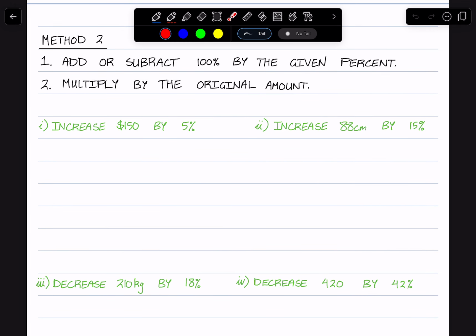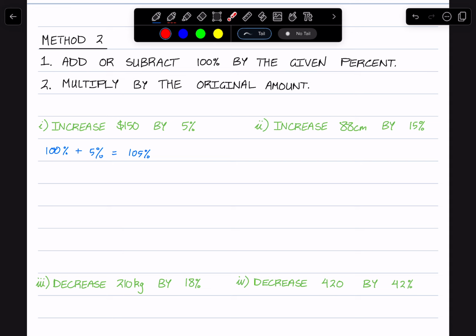So for this, step 1 is we add or subtract 100% by the given percentage. So we start first with 100%. And to this, we're going to add the amount we are going to increase or decrease by. Since this is increasing, we're going to add 5%. And so we are going to work with 105%. This amount we now multiply by the original amount.